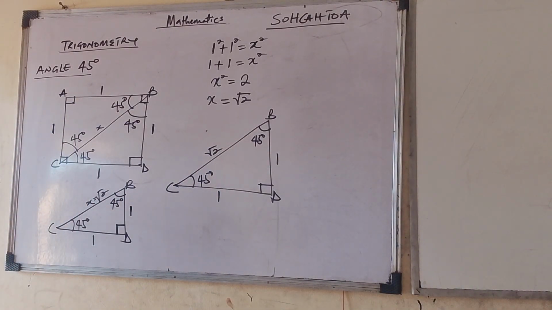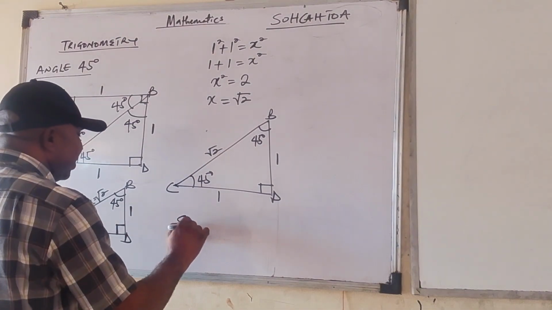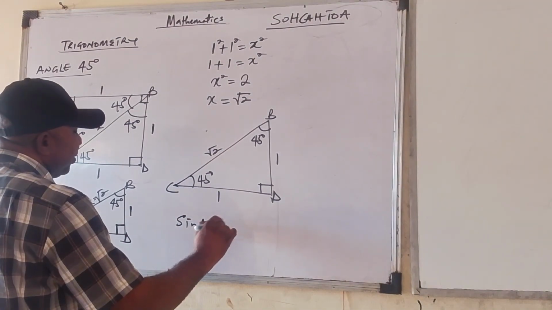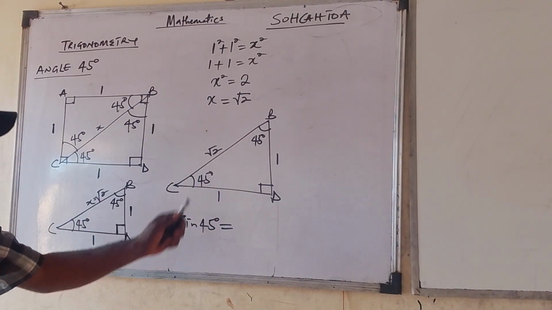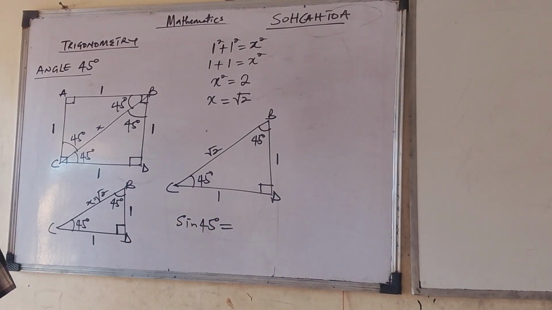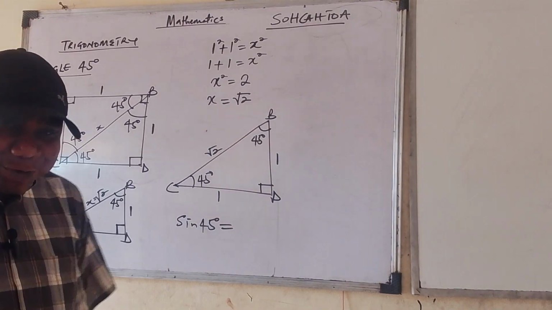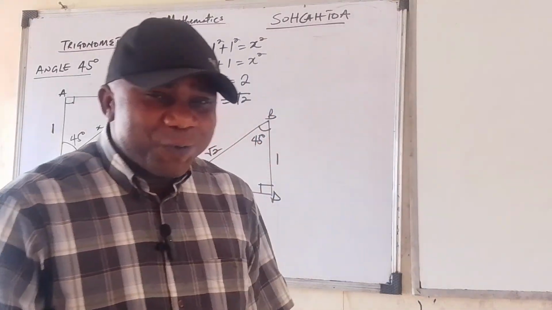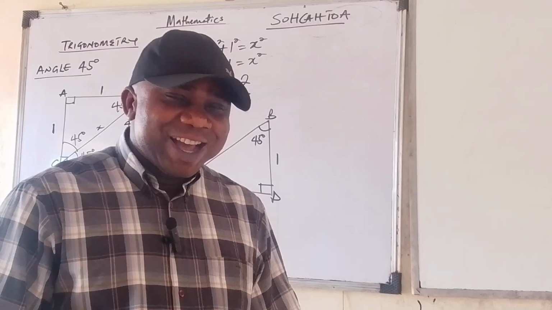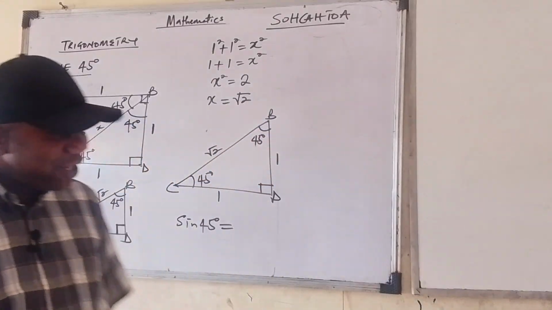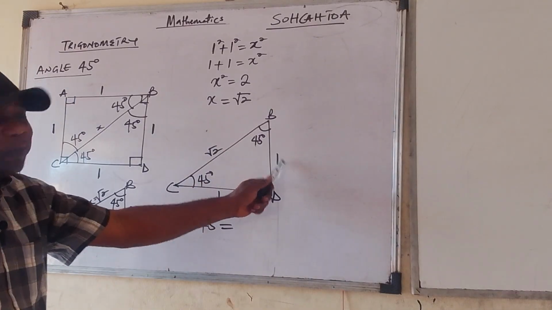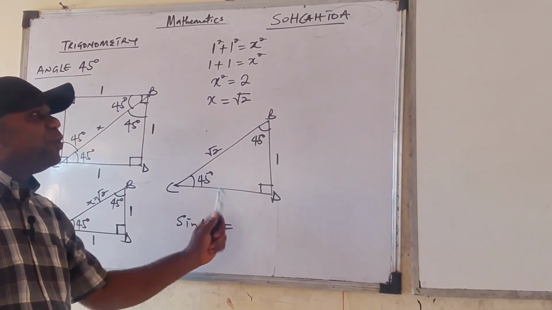Now let's see the value of sine 45 degrees. Angle B is 45 degrees, and angle C is 45 degrees, so you can choose any one. Remember, the side facing your given angle is the opposite, the other side is the adjacent, and the side facing the right angle is the hypotenuse. So if you're using this 45, this is the opposite.